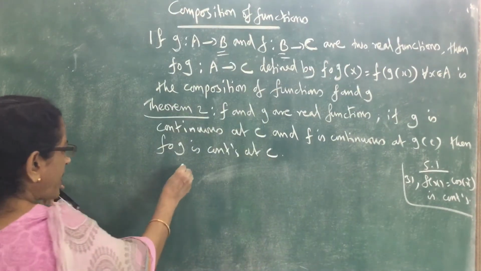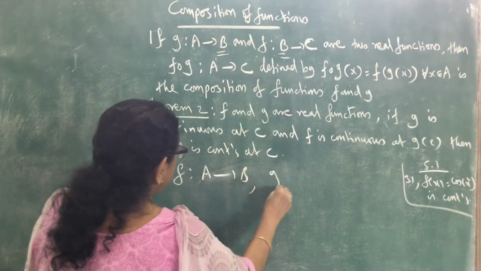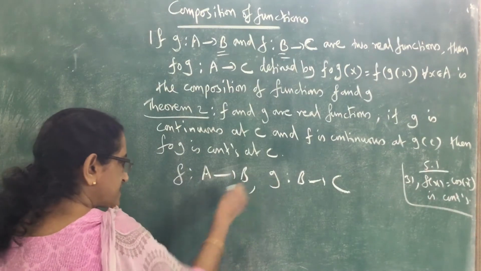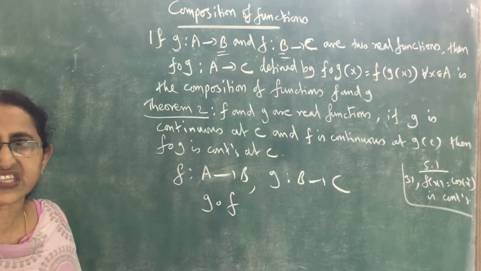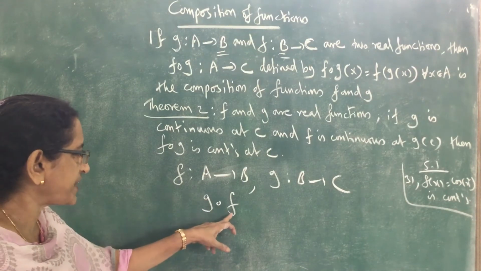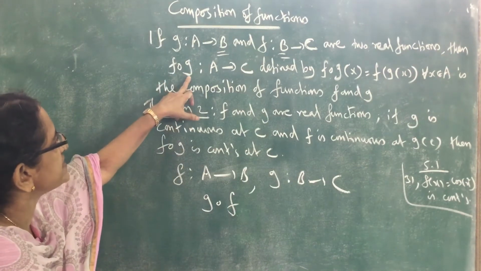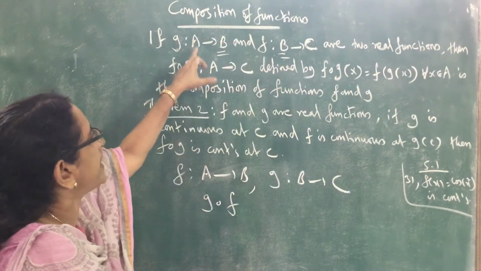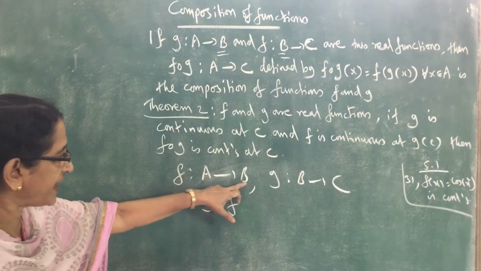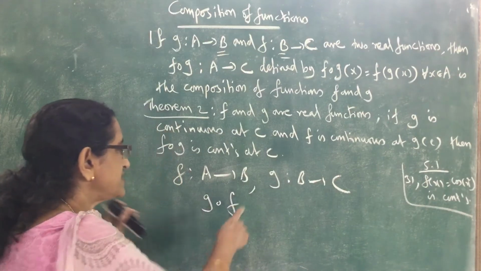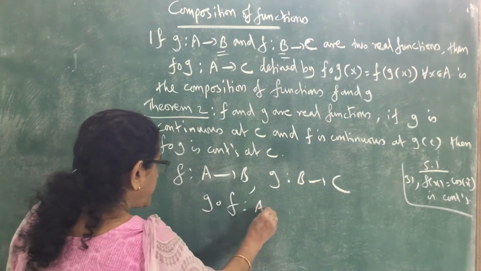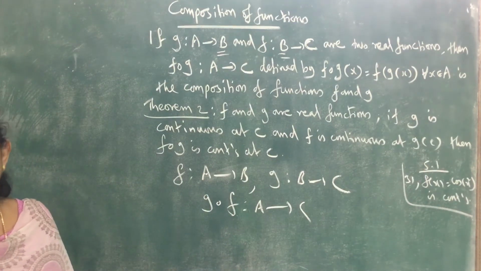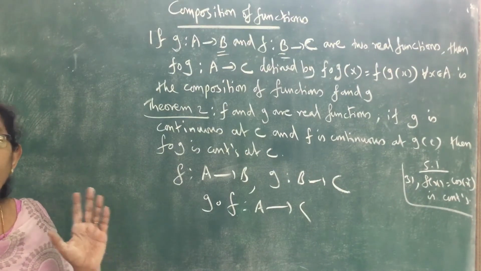Suppose f is a function from A to B and g is a function from B to C, then g composite f, first we have to write this. So g composite f, composition of f and g, there are two functions, g composite f and f composite g. So here f composite g, if g is from A to B, f is from B to C, then f composite g is from A to C. See here f is from A to B, g is from B to C. Then g composite f is a function from A to C. So like that, f composite g and g composite f both are different. So that is the definition of composition of functions.